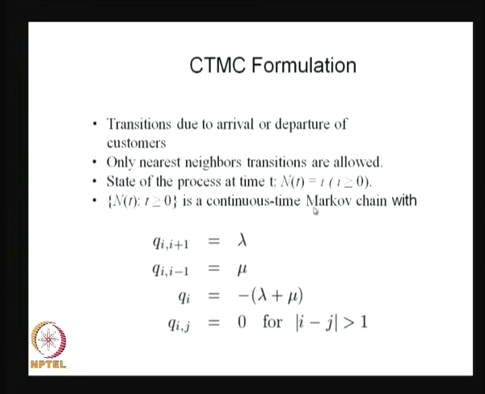Therefore, this is going to be a continuous time Markov chain where the rate at which the system moves from state i to i plus 1 is lambda, and the rate at which the system moves from state i to i minus 1 is mu. All other rates are going to be 0 other than the diagonal element, and these rates are also constant, not state dependent rates. Therefore, this is a birth-death process with birth rates lambda and death rates mu.